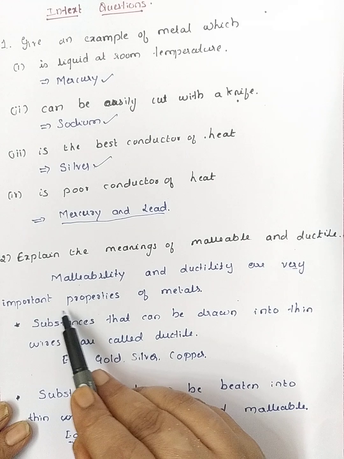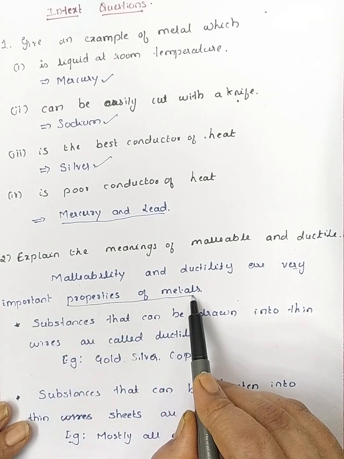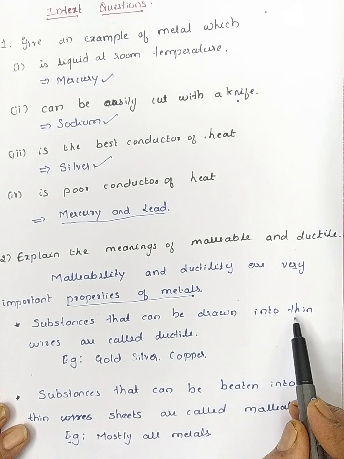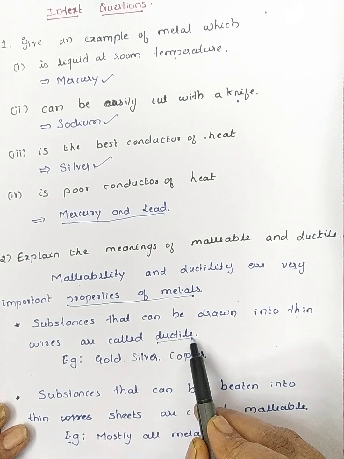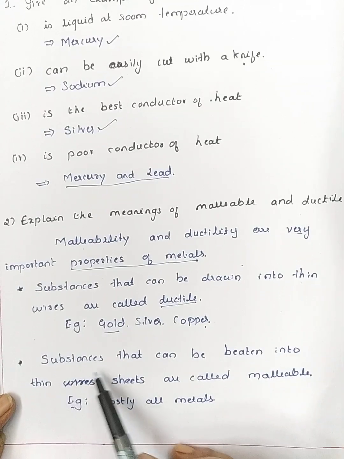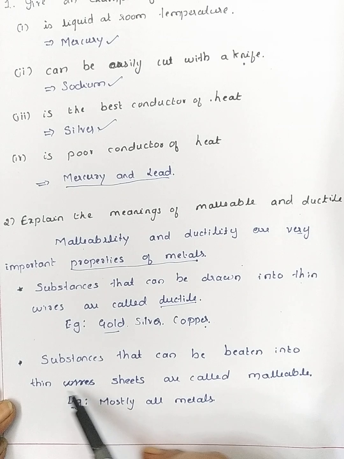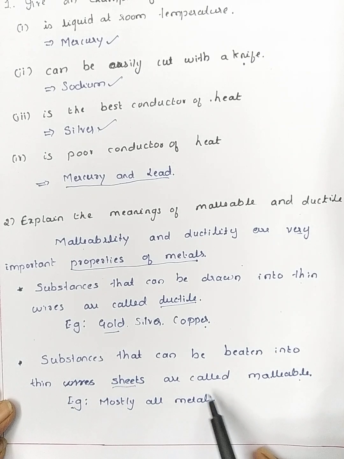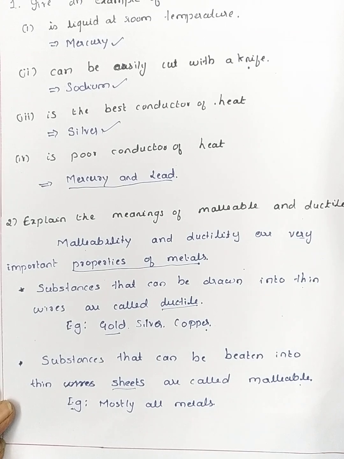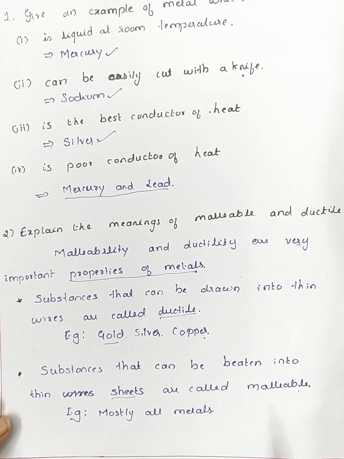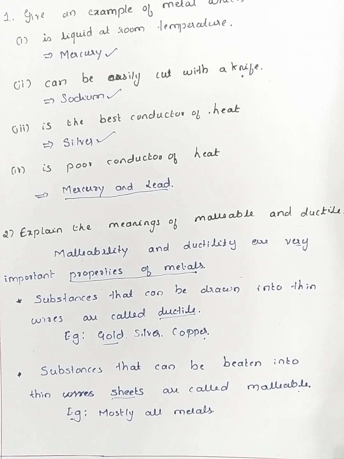These are very important properties of metals. Substances that can be drawn into thin wires are called ductile. Example, gold, silver and copper. And substances that can be beaten into sheets are called malleable. Example, mostly all metals are malleable in nature. In the next video, we will study the chemical properties of metals and non-metals. Thank you.